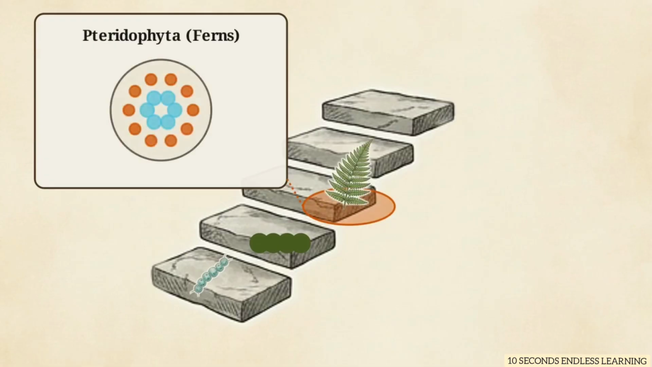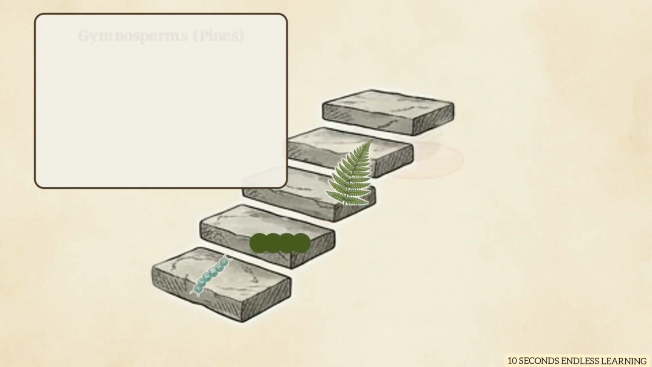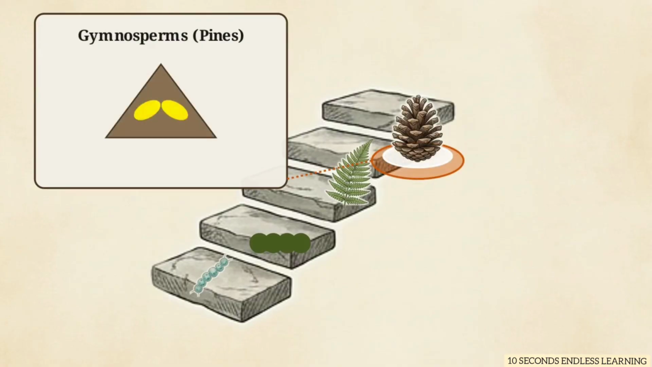The climb continues with Pteridophyta, like ferns. They developed dedicated vascular tissues, xylem and phloem, to transport water and food, though they still don't produce seeds. To survive cold, dry conditions, gymnosperms like pine trees took the next step, developing naked, exposed seeds.